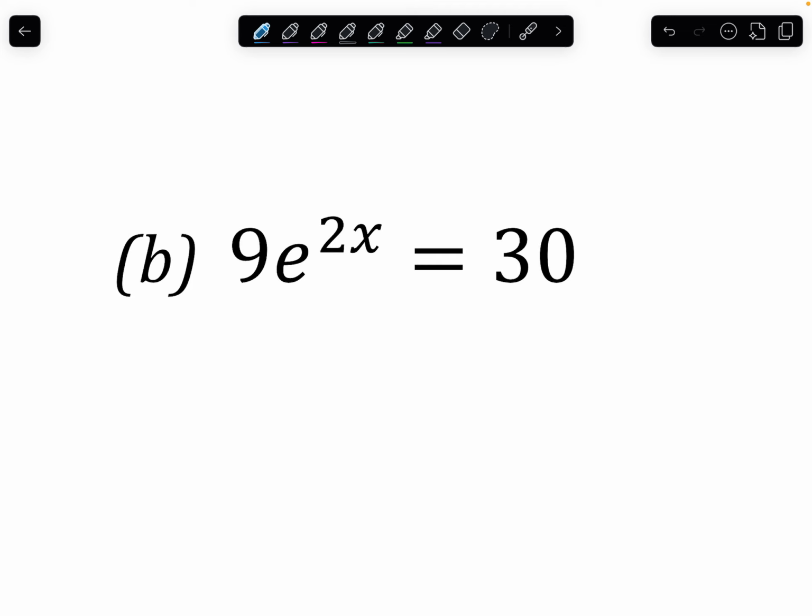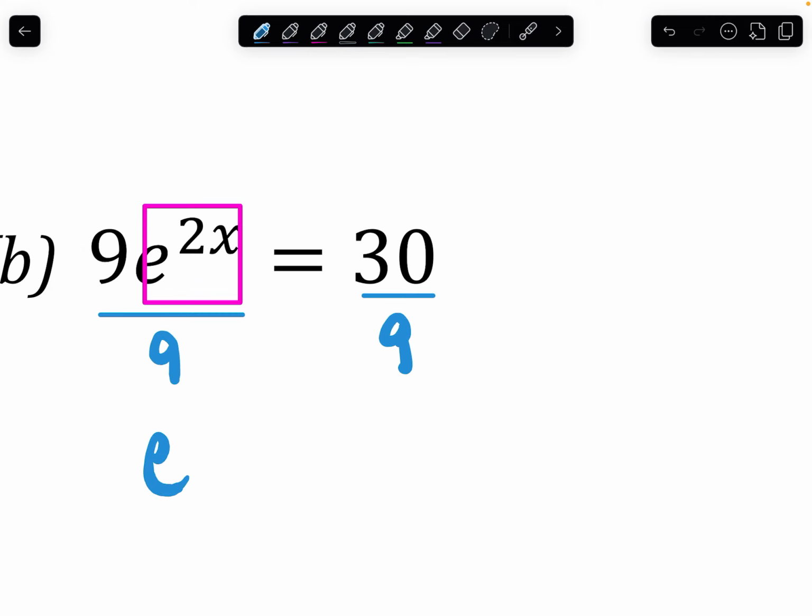First thing here, locate your variable exponent and the base associated with it. The base associated with that x is only the e. It does not include the 9. The 9 is in front, so we have to get that completely by itself. First thing we need to do is divide the 9 off. That is going to give us e raised to the 2x equals 30 over 9. It doesn't divide nicely, but it does reduce some, so we want to put it in its lowest form. We can take a 3 out of each, so that's 10/3.